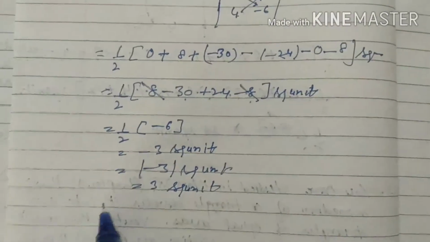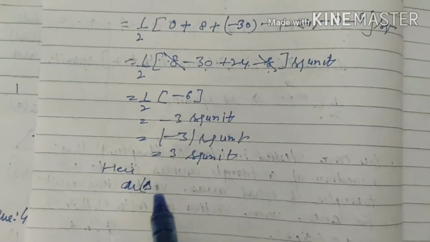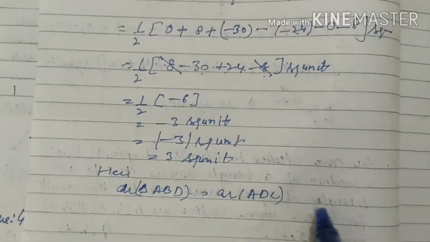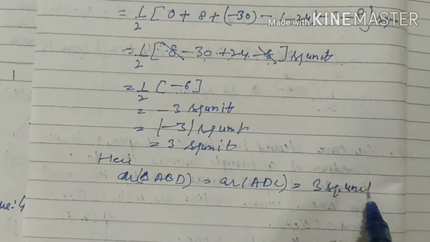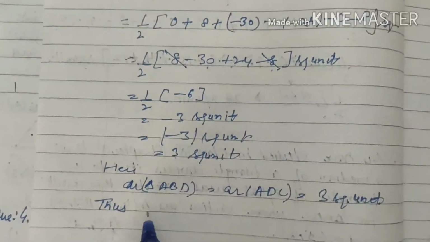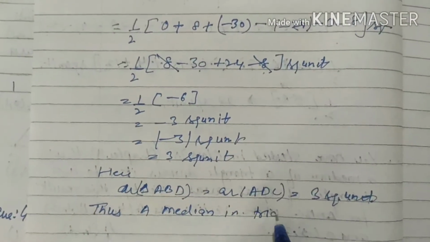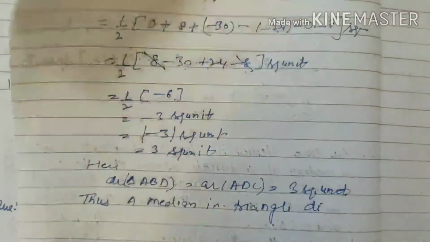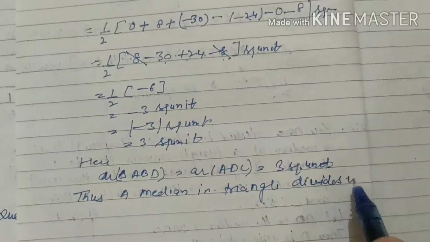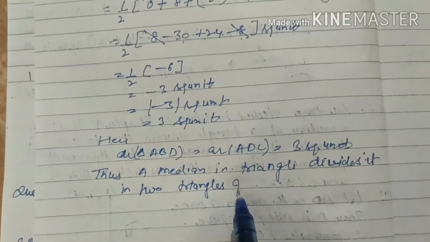So now we have the area of triangle ABD and the area of triangle ADC equal to 3 square unit. So thus we can say that a median in a triangle divides it into two triangles of equal areas.